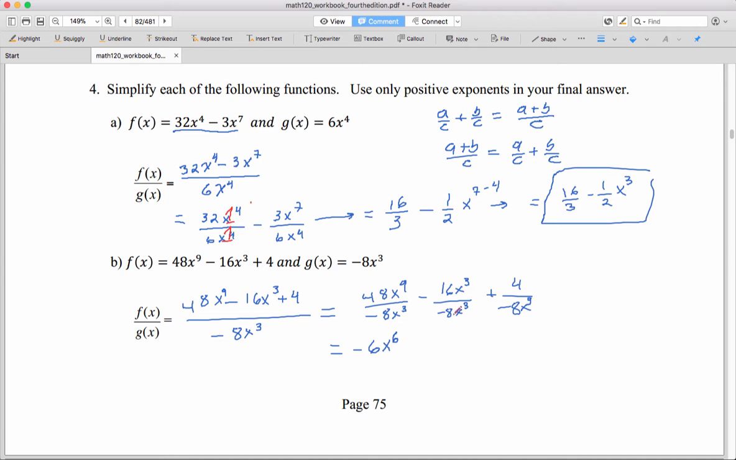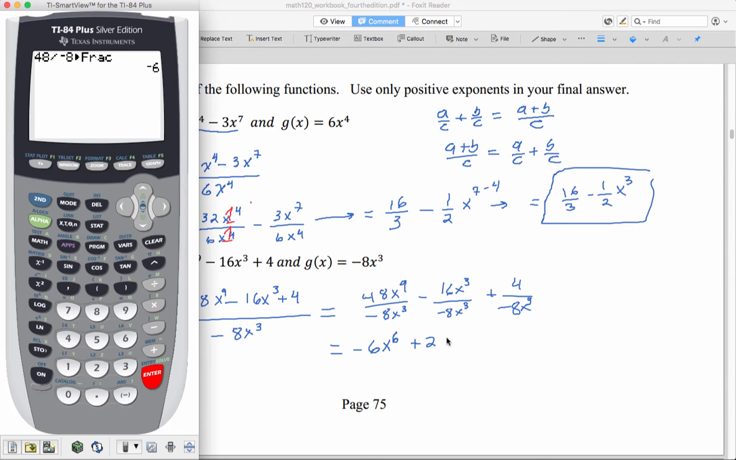Okay, and over here we've got a negative 16 divided by a negative 8. Hopefully you see that that's a 2, a positive 2, right? We got x cubed divided by x cubed. That's just a 1, so that simplifies to just a 2. And then we've got a 4 divided by a negative 8. Let's go ahead and do that one just to make sure.